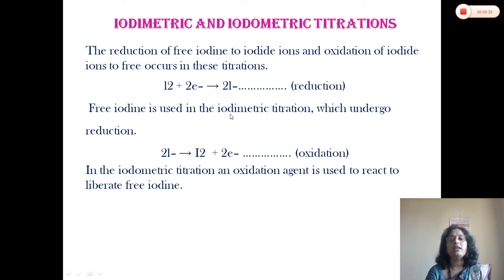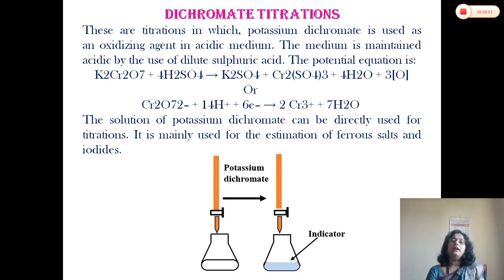iodimetric titration. This means in iodimetric titration the reduction of free iodine takes place, leading to the formation of iodide ion, whereas in iodometry the iodide ion is oxidized to free iodine. So this is the iodometric or iodimetric titration. In this titration we need to use an external reagent and an external indicator, and mostly the external indicator used is starch.